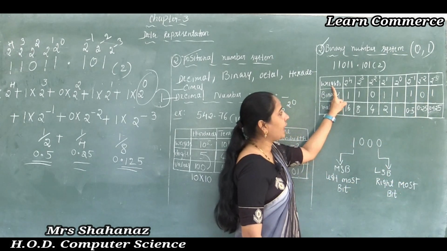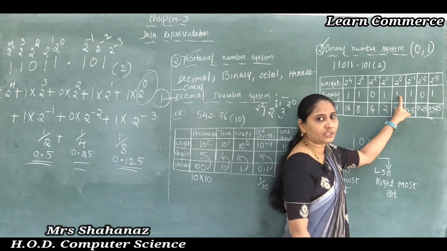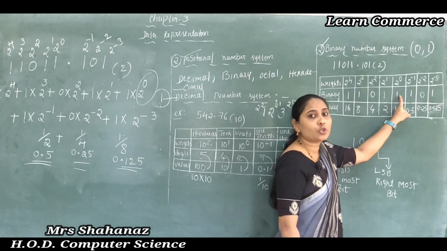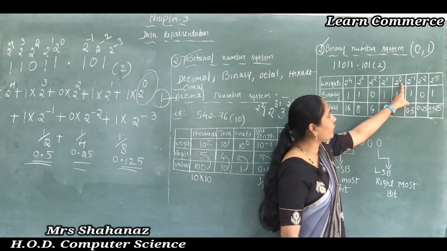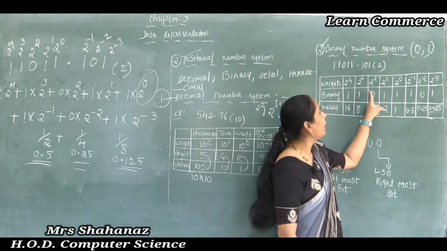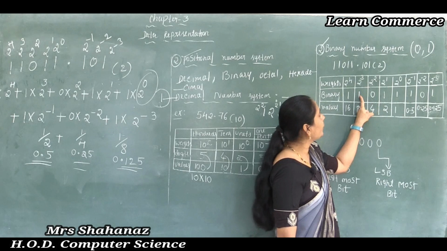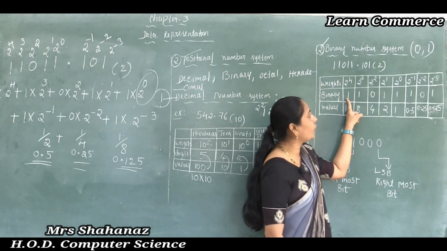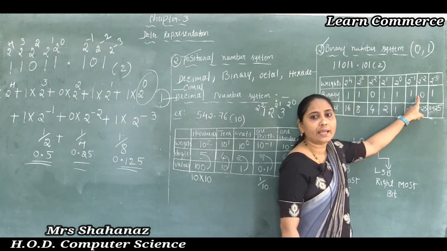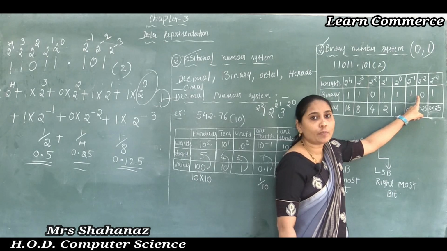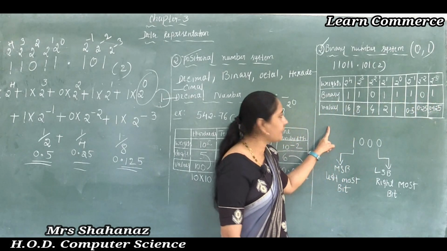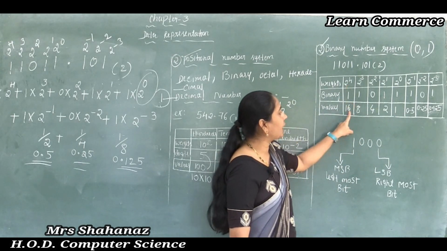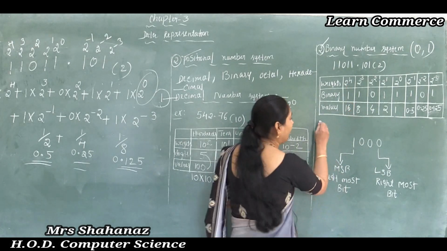And next, as we know, before the fractional point we need to give the positive positional values. So we can say 2 to the power of 0, 2 to the power of 1, 2 to the power of 2, 2 to the power of 3, 2 to the power of 4, and after the fractional point the negative positional values: 2 to the power of minus 1, 2 to the power of minus 2, 2 to the power of minus 3 here. And I already said 2 to the power of 4 means 2 multiplied 4 times.